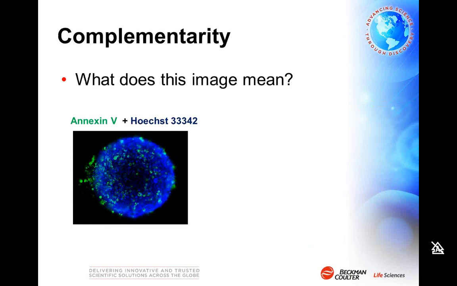I mentioned that we feel these two analyses are complementary, and I'll give you one example where this might be the case. Shown on the left is one of our images of a sphere that was stained for cell nuclei using a Hoechst 33342 dye. So that's the blue color. And then the sphere was also stained with annexin V as a marker of apoptosis.